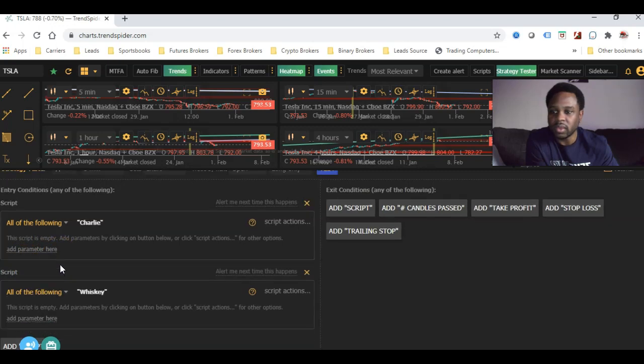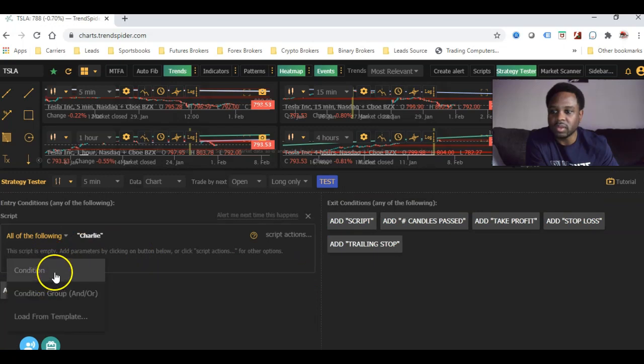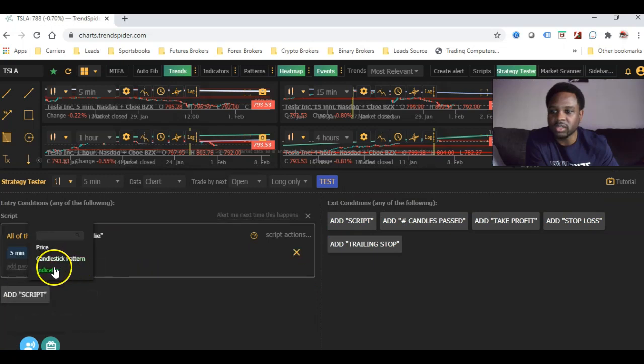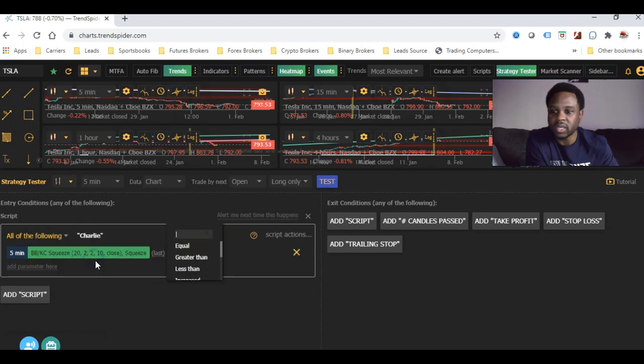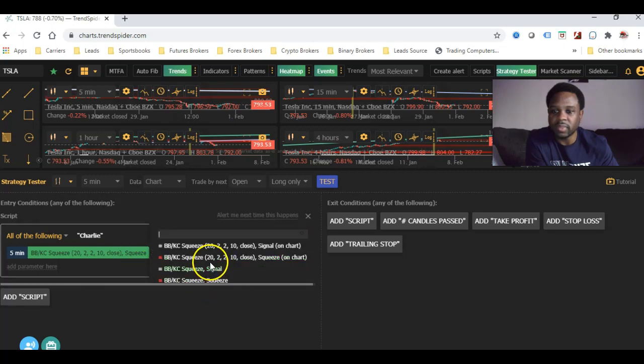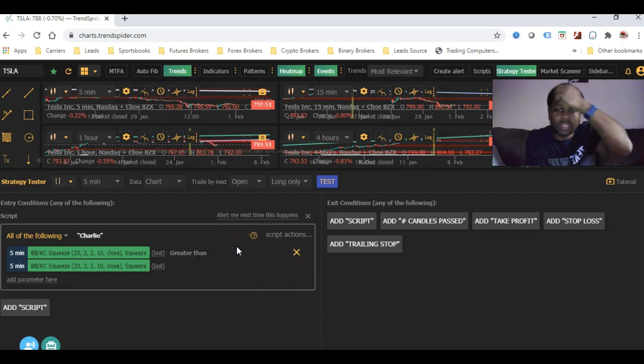Okay, here we go. And you just want to add the parameter, condition, indicator, let's say a BK squeeze greater than, okay. So anything to, and I have to play around with this a little bit more, but you can go in and they have different types of strategies that you can go in and test and backtest over the years to see if it would have been profitable for you, etc.